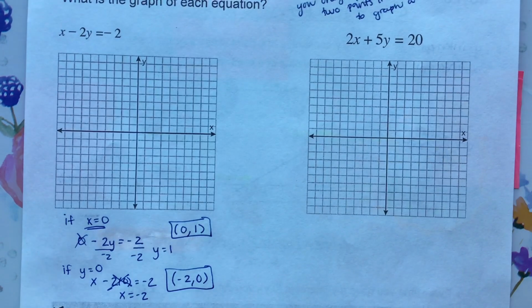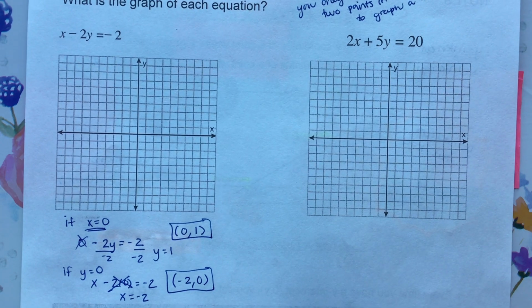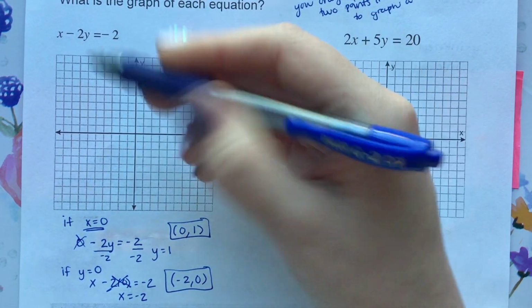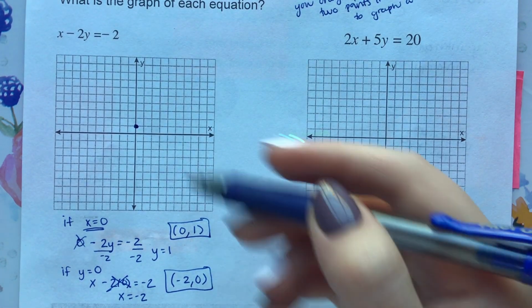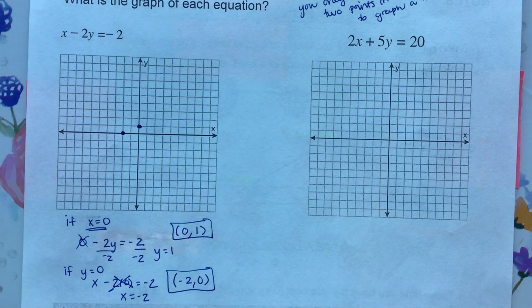All right. Now I have 2 points that I can easily plot on my coordinate plane. So the point 0, comma 1 is left and right none, up 1. And then the point negative 2, 0 is backwards 2 and then up and down 0. And I'm going to then connect these 2 points.